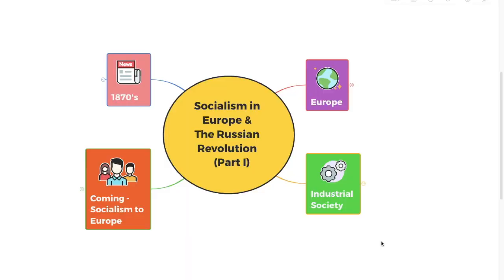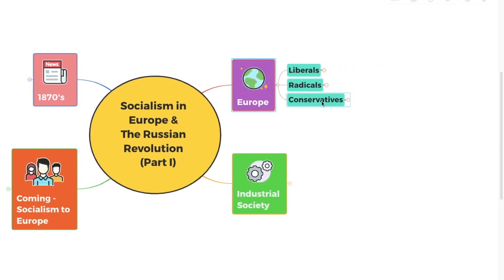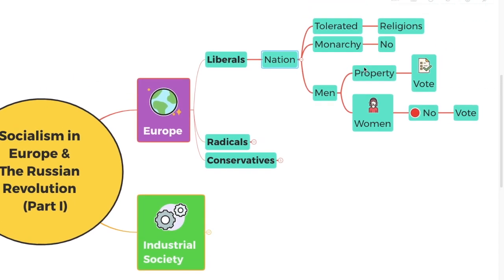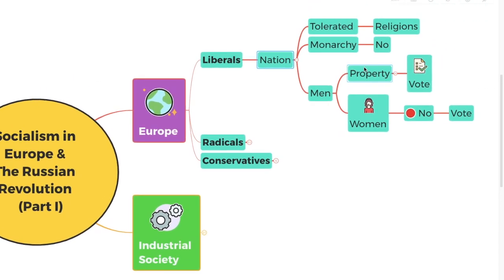Let's begin with this class. There were three groups established in Europe: liberals, radicals, and conservatives. So, who were the liberals? Liberals wanted a nation that tolerated all religions, and they said a big no to the monarchy.